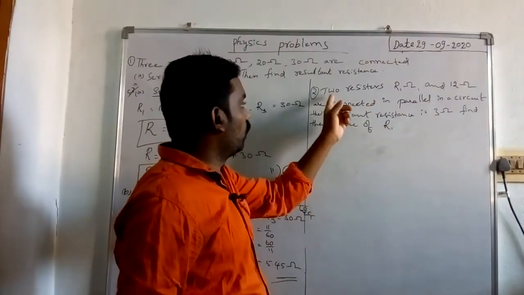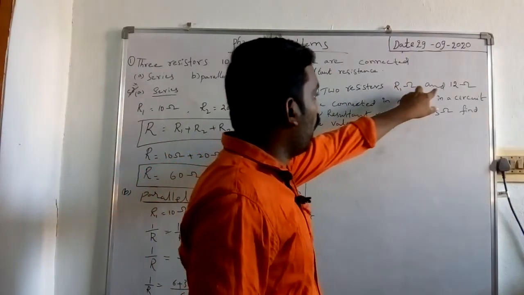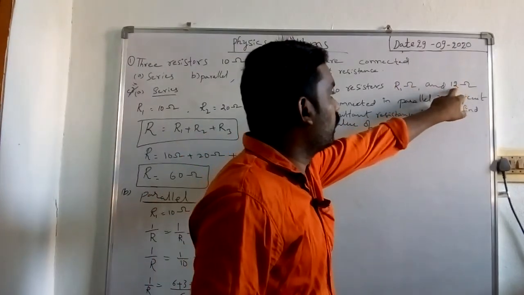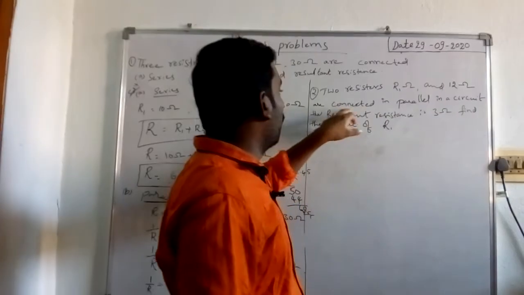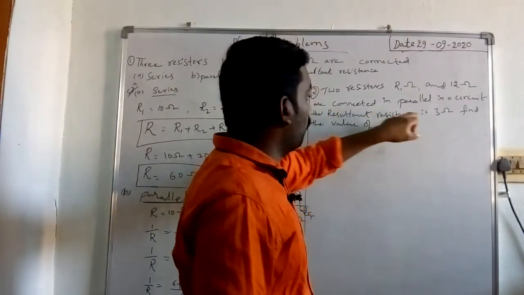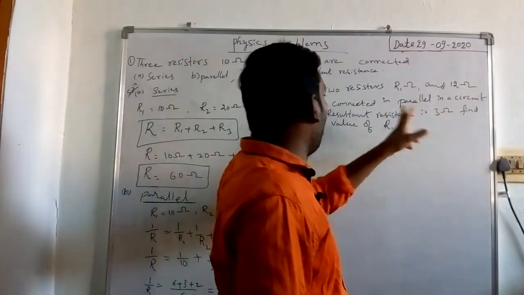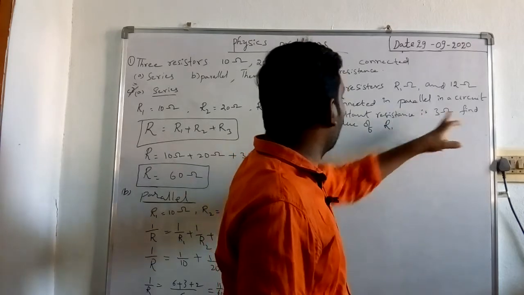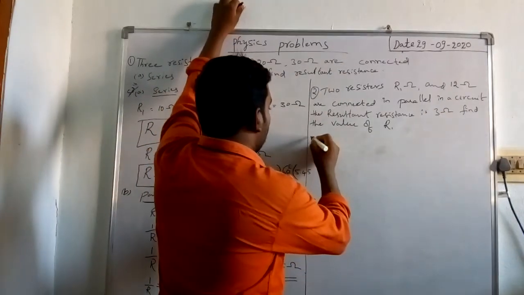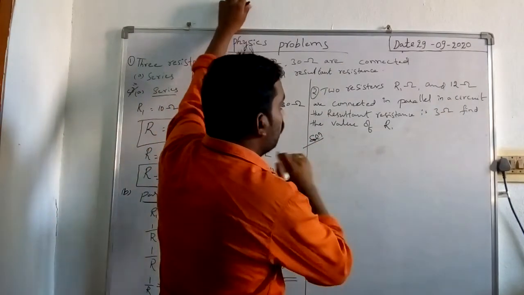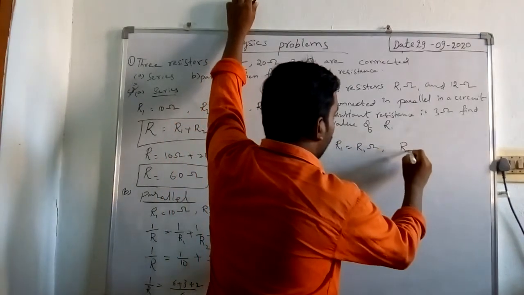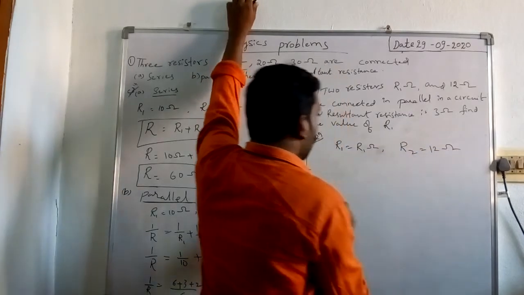Next, second question. Two resistors R1 ohm and 12 ohms. Here he has not given the R1 value, and the second resistance is 12 ohms, connected in parallel in a circuit, parallel connection. The resultant resistance he has given, resultant R is 3 ohms. Find the value of R1. Solution. What is R1? R1 means R1 ohm only. R2 means 12 ohms.